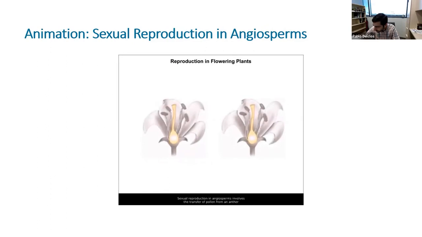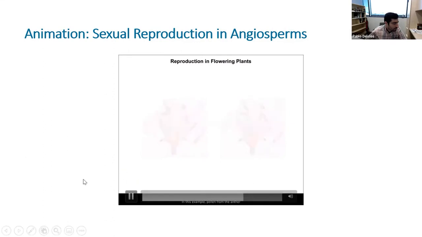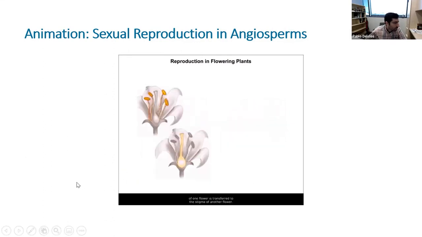Sexual reproduction in angiosperms involves the transfer of pollen from an anther to a stigma, a process called pollination. In self-compatible flowers, the stigma is receptive to pollen from the same flower. Self-incompatible flowers require pollen from a different plant. In both cases, pollen can be dispersed by living vectors, such as insects, or non-living vectors, such as the wind. In this example, pollen from the anther of one flower is transferred to the stigma of another flower.